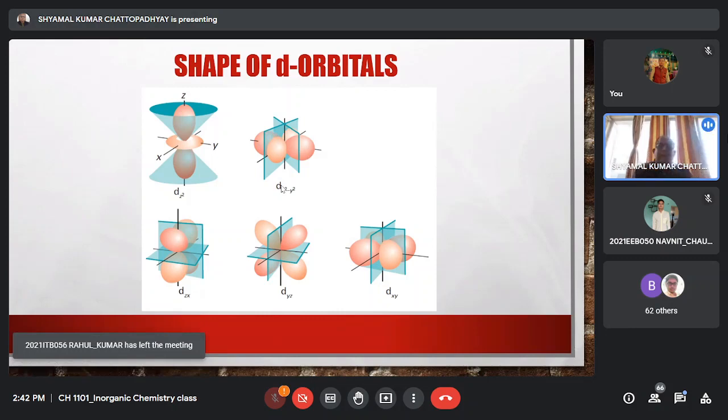And then finally, the dz square. Now dz square has a somewhat different orientation than the other 4. Here you have 2 main lobes, and there is an annular ring in the xy plane, and these 2 lobes are along the z-axis. Now here you cannot find a nodal plane.